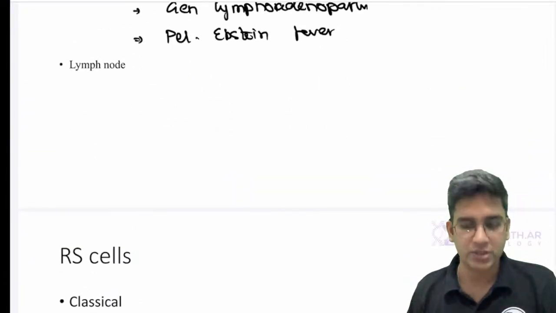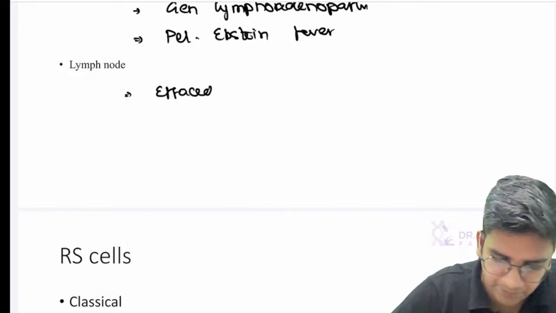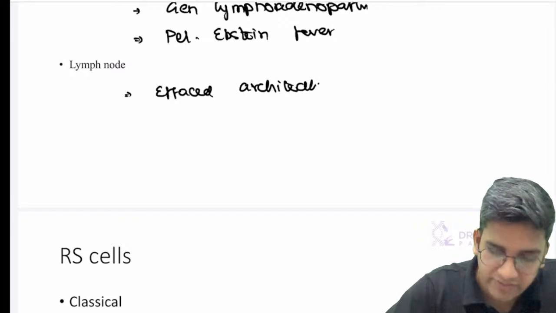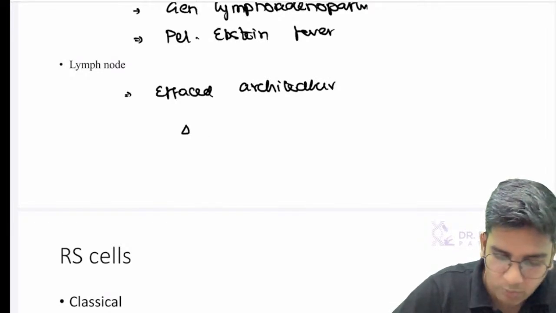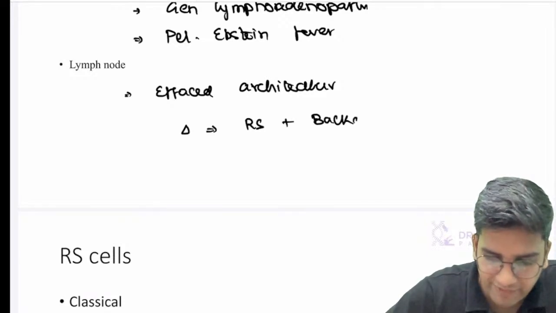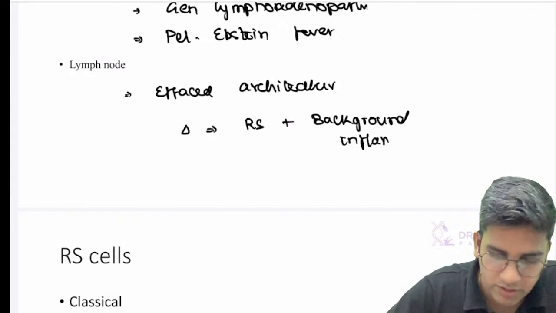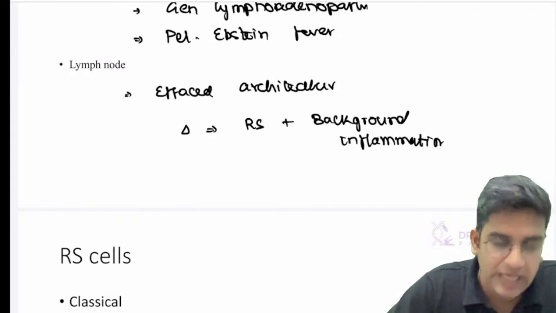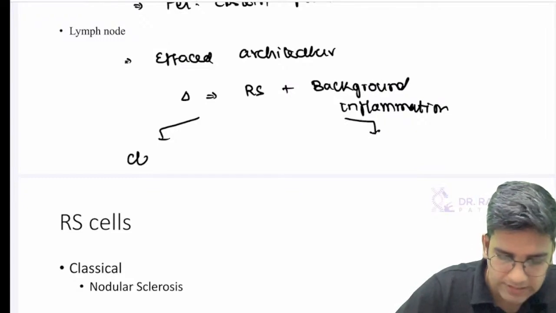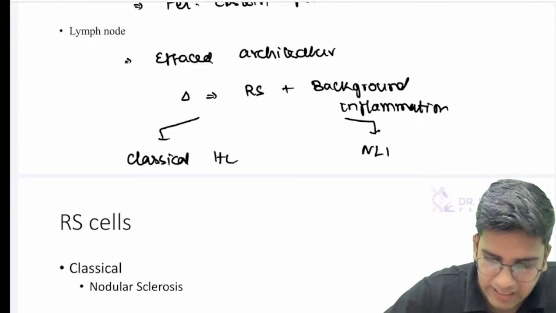Okay. Lymph nodes. So in the lymph node here, obviously the effaced architecture will be there. That's by default characteristic, fine? In addition to the effaced architecture, the diagnostic point in a lymph node is, like I said, RSL plus background inflammation. Background inflammation is more diagnostic than the RSL. Okay. So based on the RSL and background inflammation, we classify them into two major groups. One is classical Hodgkin's lymphoma. The other one is NLPHL.